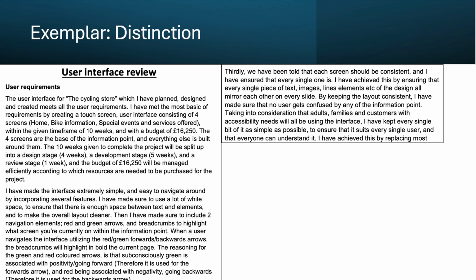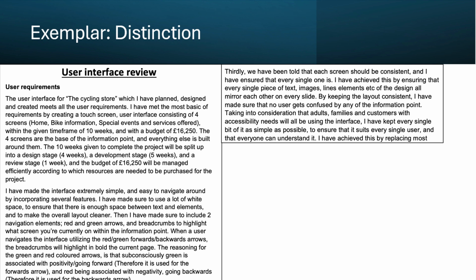So their requirements they've highlighted here. They've talked about the cycling store. They've said that they've got 10 weeks, a budget of 16,250, and they've highlighted what they need to do in terms of each week. So how the 10 weeks were split. They've talked about the design being 4 weeks, the development being 5 weeks, the review being 1 week, and they've then explained how they've made the user interface simple.